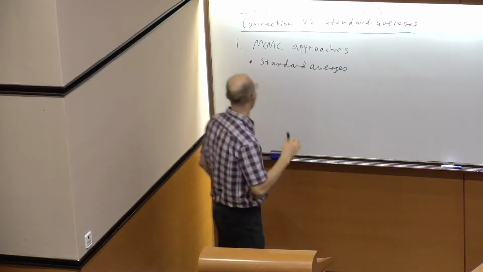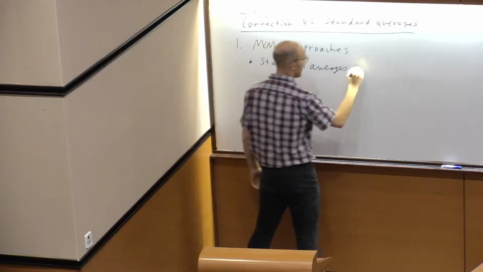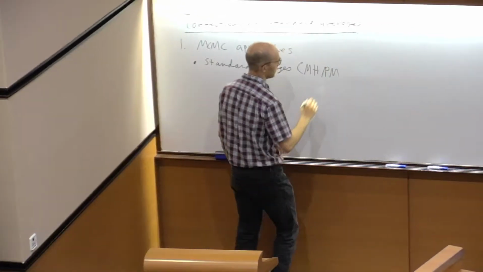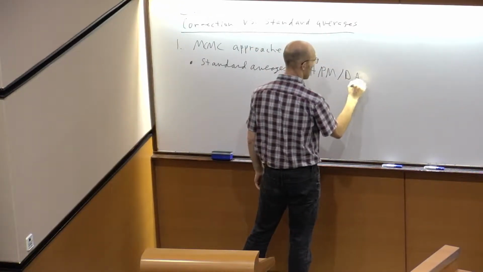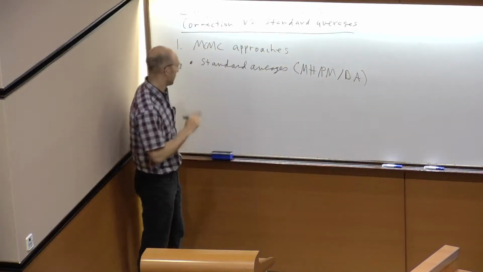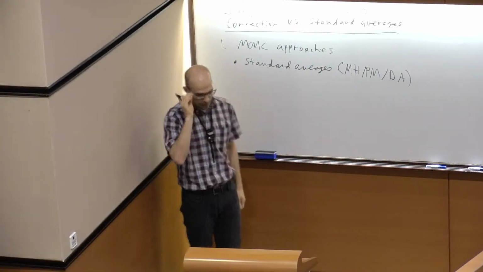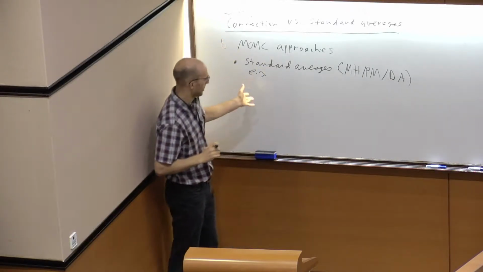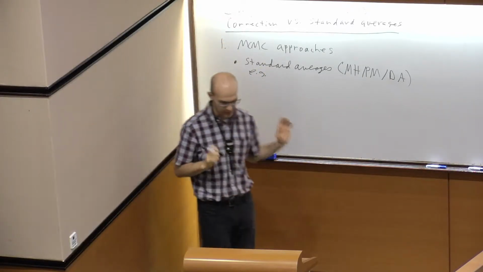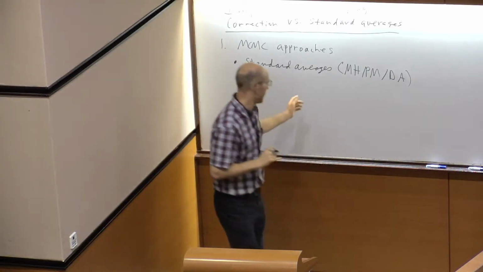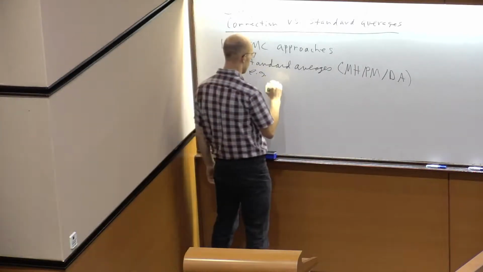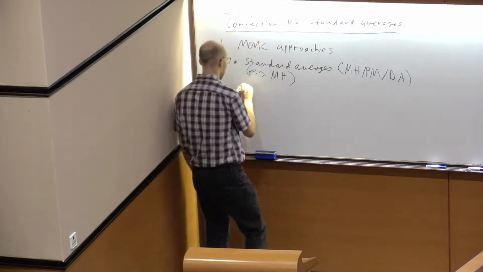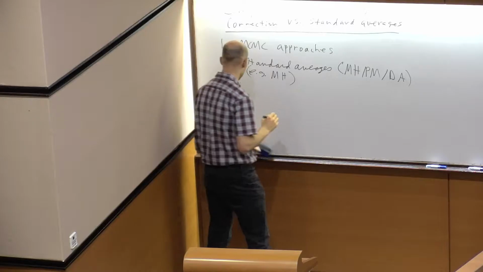Okay, so the standard averages, so this is the Metropolis-Hastings pseudo-marginal delayed acceptance type algorithm. Without loss of generality, the essential idea is conveyed by the Metropolis-Hastings algorithm. And so this is as follows.